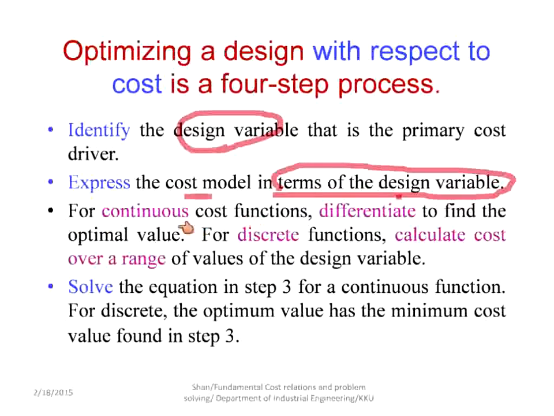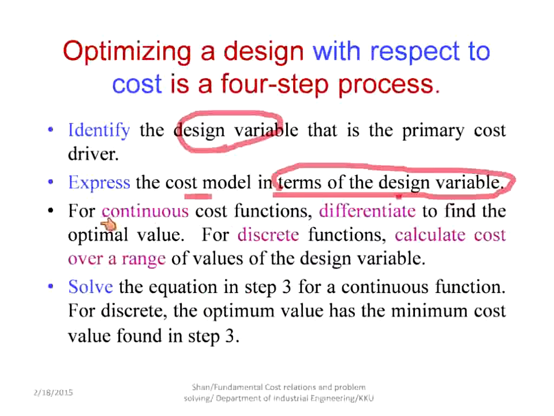Then the third step is for the continuous cost function. If the cost function is continuous, just differentiate to get the optimum value. So the cost function may be of 2 types: continuous cost function and discrete cost function. For continuous cost functions, differentiate and get the optimum value. Discrete cost functions means find the cost values for a range of different values of the same variable, and get the minimum value. That is how you should find it for discrete functions.